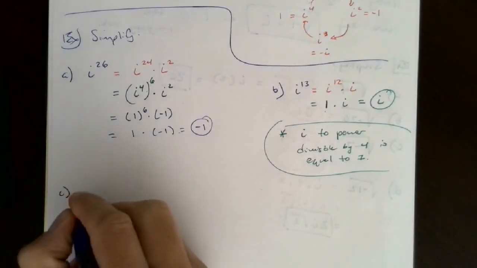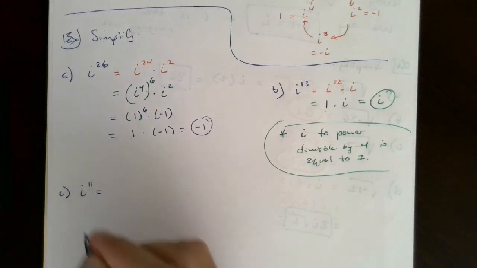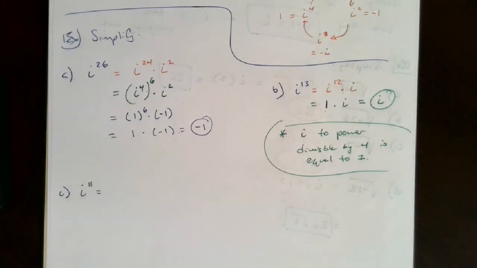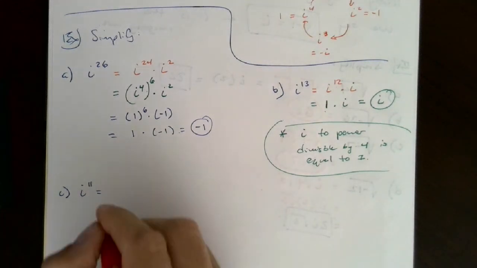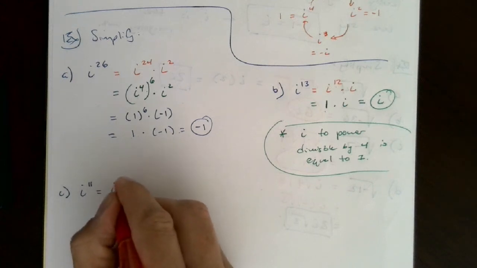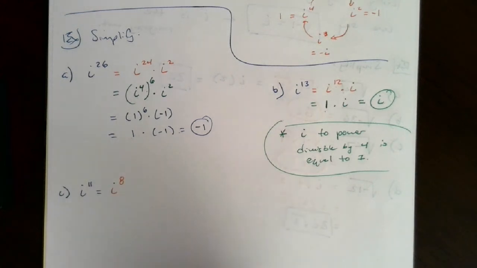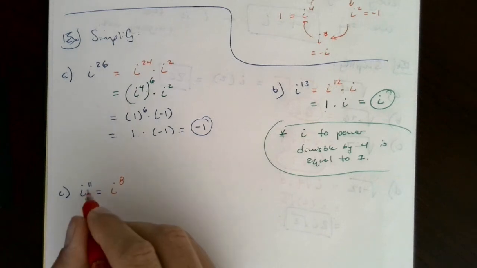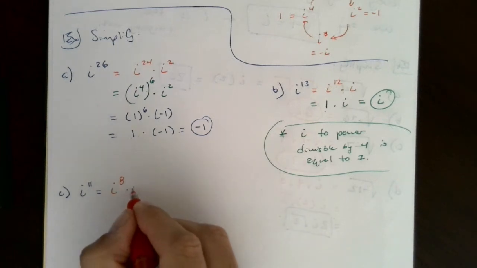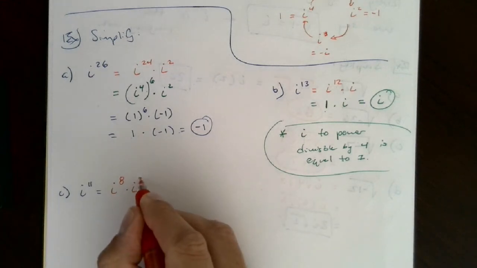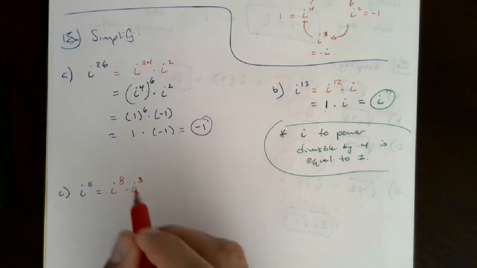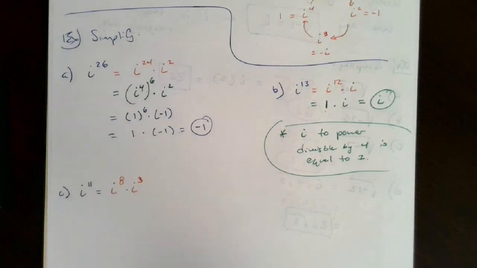So if I said I had i to the 11th power, let's think about this for a minute. You want the closest power to 11 divisible by 4. Well, that'd be i to the 8th. Remember, you want the closest power without going over. And then how many are left over? Well, if I have 8 here, I need 3 more to complete the total of 11. So this 8 plus the 3 will give you 11 total. So i to the 8th times i to the 3rd.